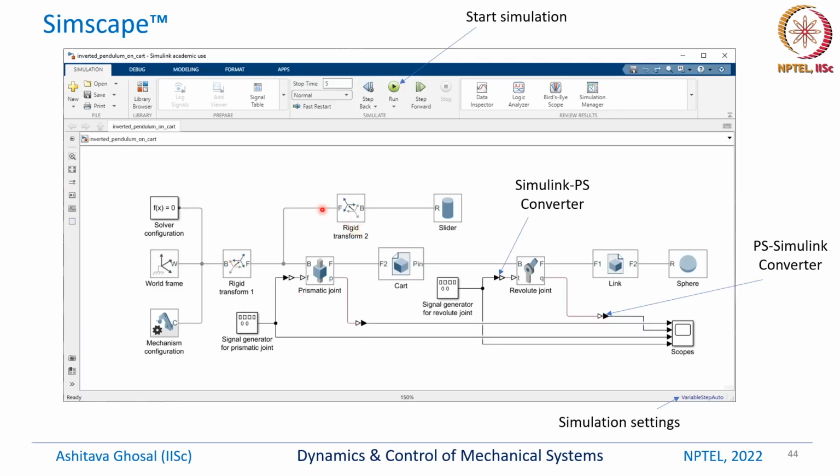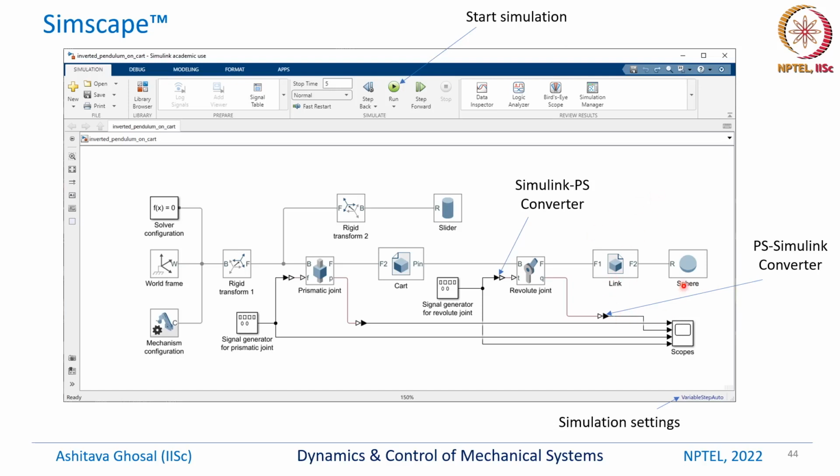Once you do all this, then you can make a model, and in the model you have some kind of solver configuration. We have this reference coordinate system, then we have this mechanism configuration, and this is a rigid transform. Then you can give an input. The input for the prismatic joint is some oscillation. Then we have the cart, and this kind of block diagram is very similar to what we do in Simulink, or in control system analysis and design using Simulink. We will look at this in the second half of the course, a little bit, not fully.